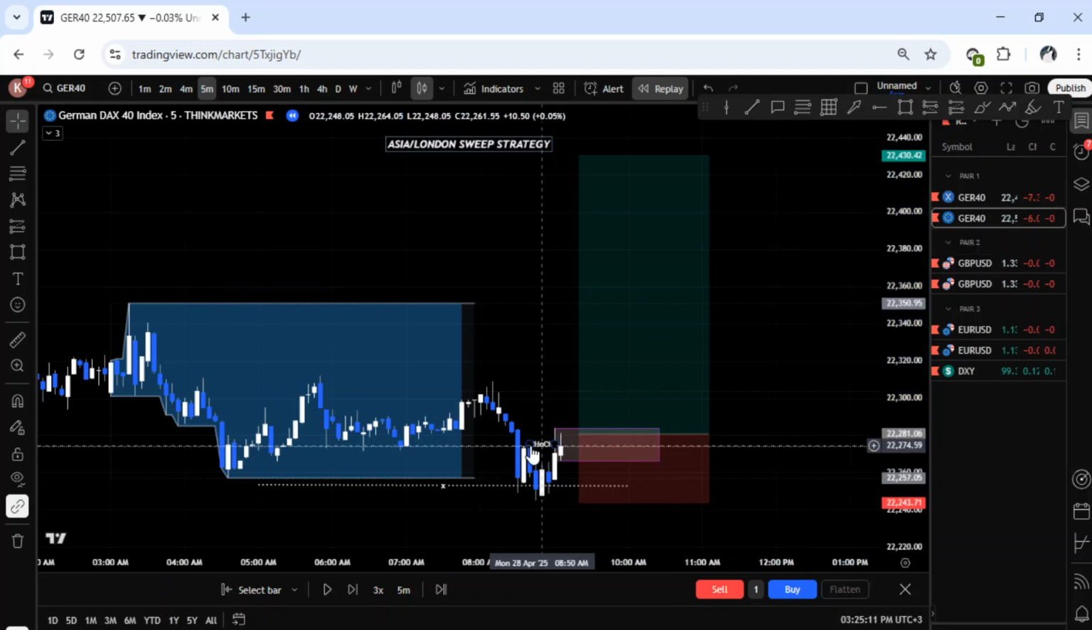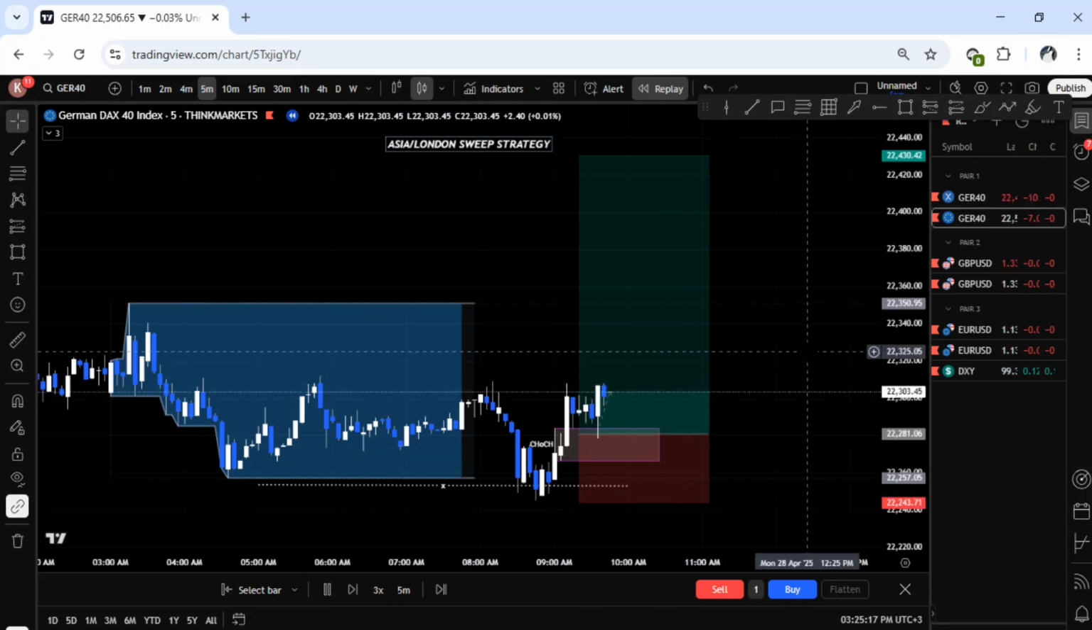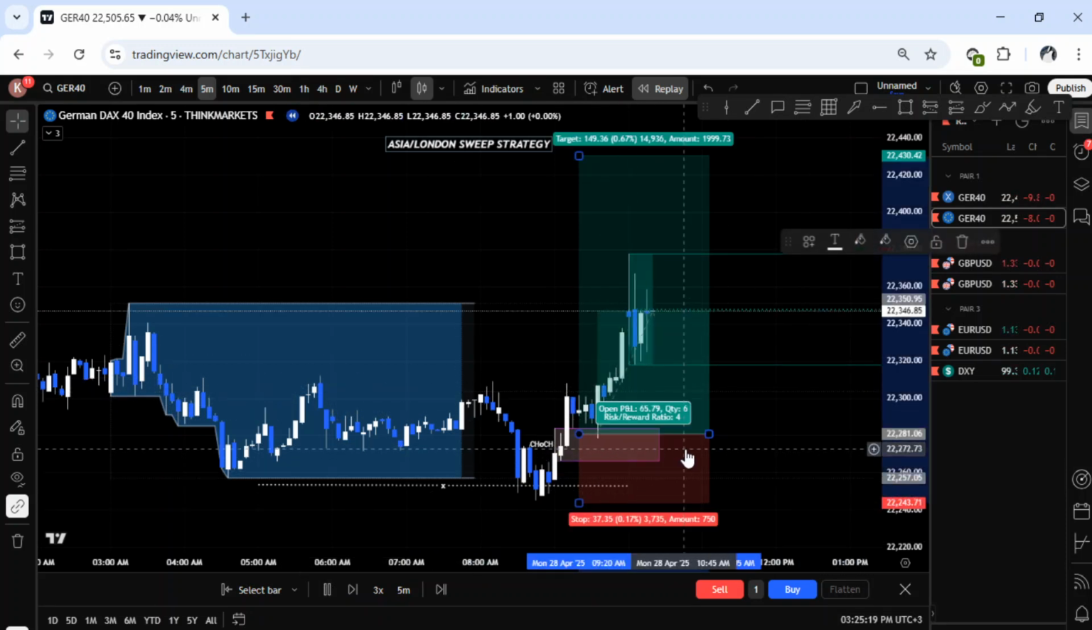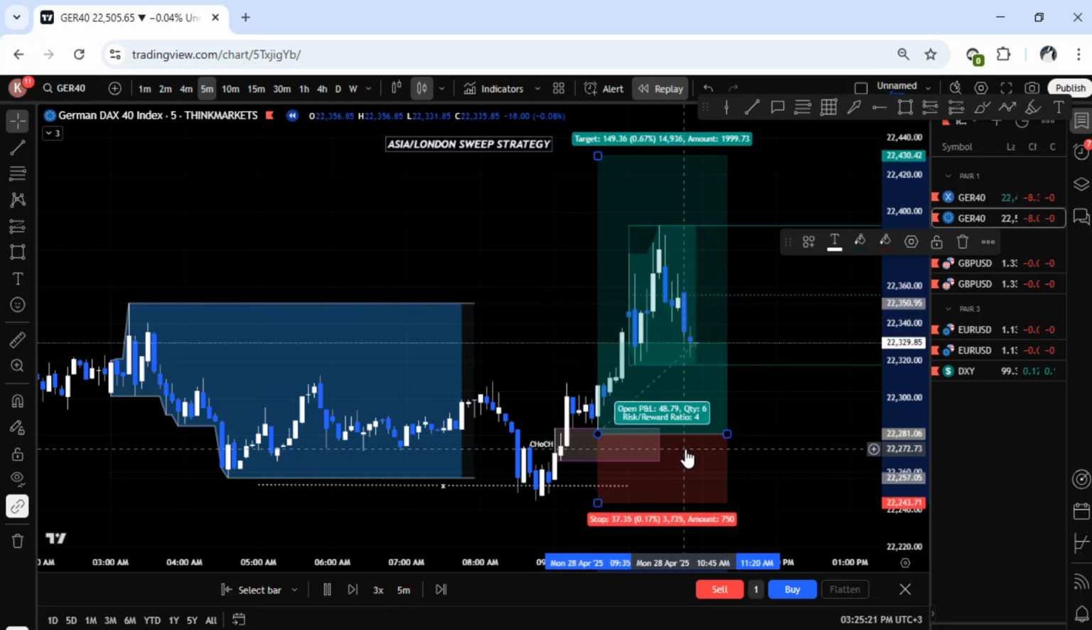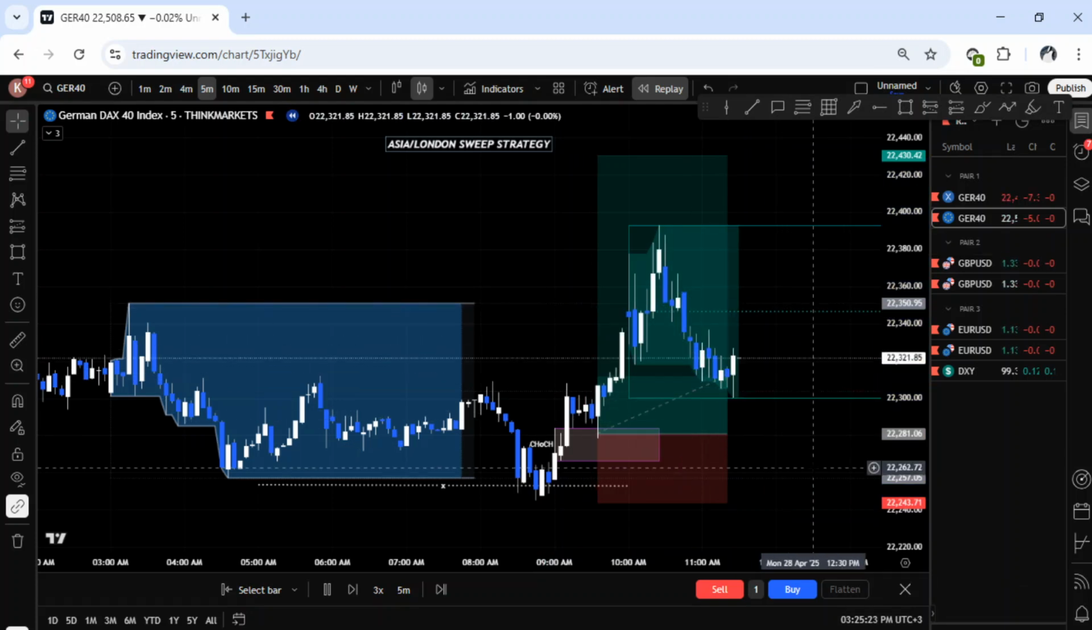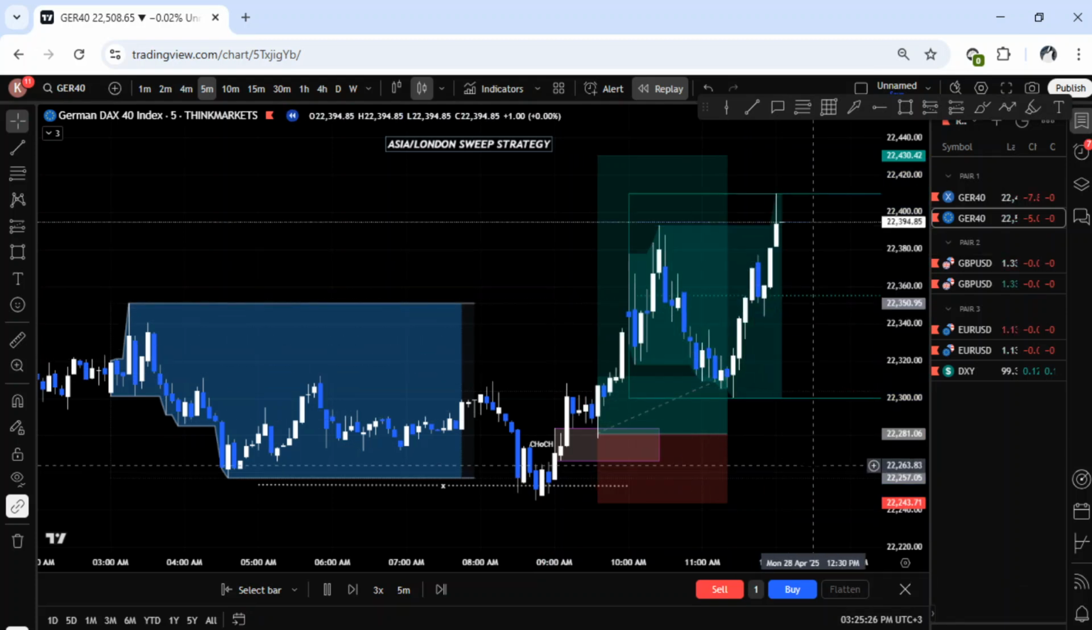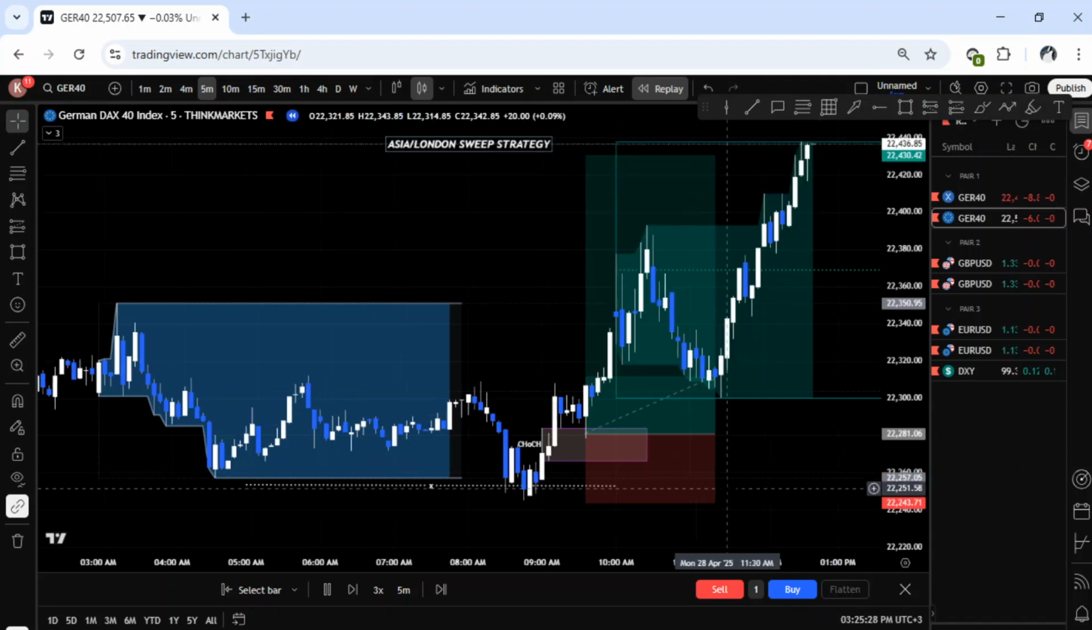We have a change of character here in 1 minute. So we also have an Asian sweep, and then that was the trade. So this is how it played out. That is where you are tagged in, and then just watch it play out. I'll show you in detail how it played out eventually. So this is the trade.